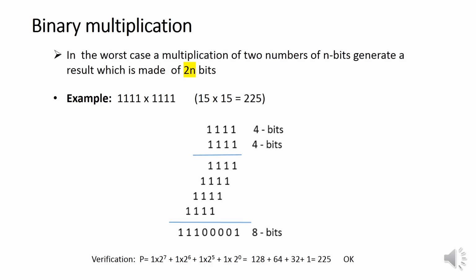So, what we learn from here is that if the multiplicand and the multiplier both are of n bits, at worst case, the result will be made of 2 times n bits. This is the first important piece of information that is going to be used in the partial sum approach.